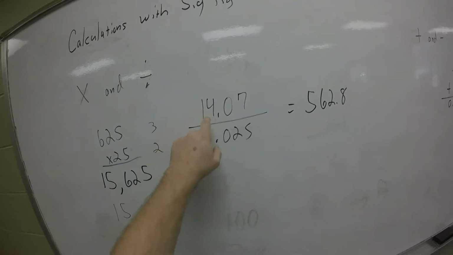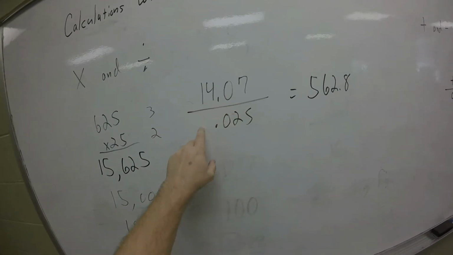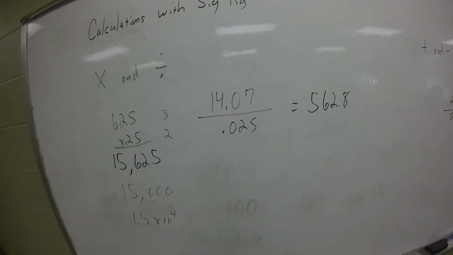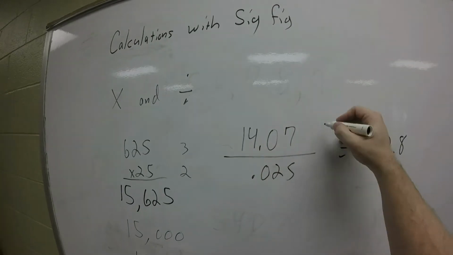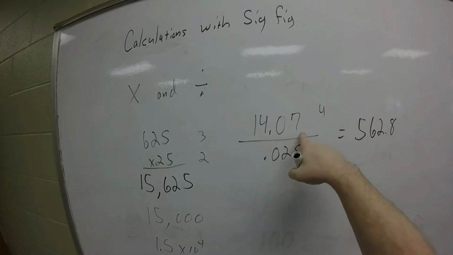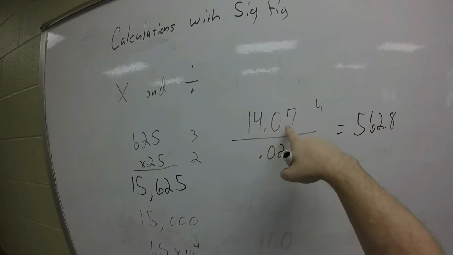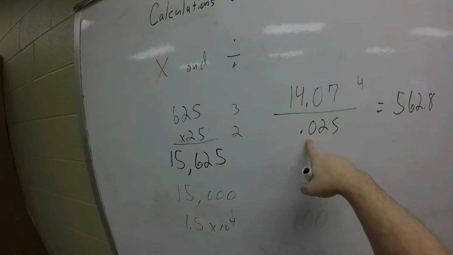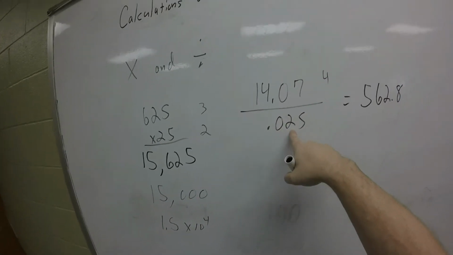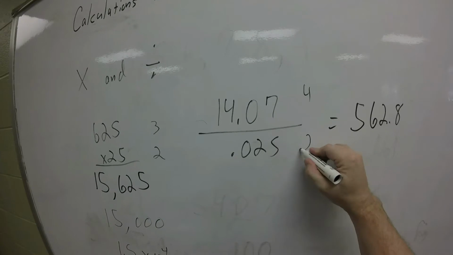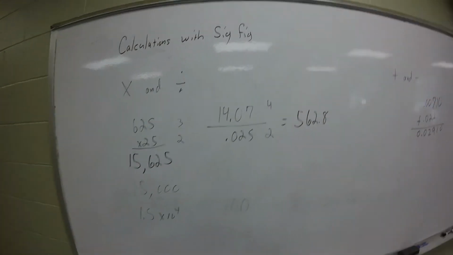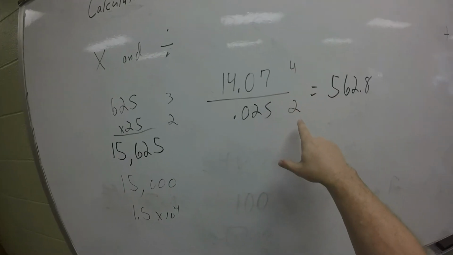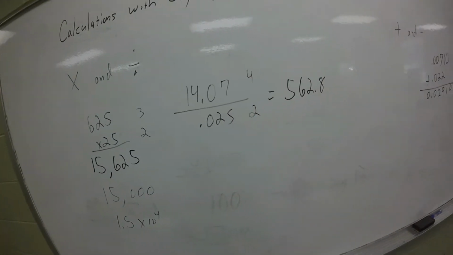So if we have 14.07 and we're dividing that by 0.025, we look at our top, we have 4 Sig Figs. That is a 0 between non-zeros, so that is significant. This is a leading 0, so that is not significant. And then we have the 2 5, so we still only have 2 Sig Figs. Now between these two, which one's going to be the weakest? It's our 2 Sig Figs.